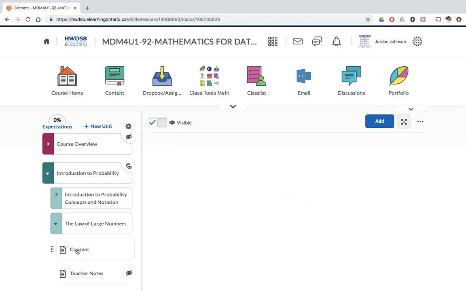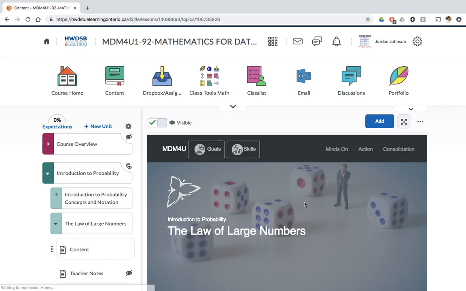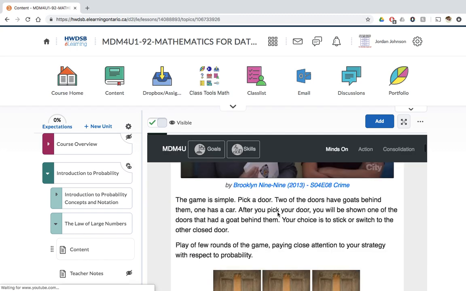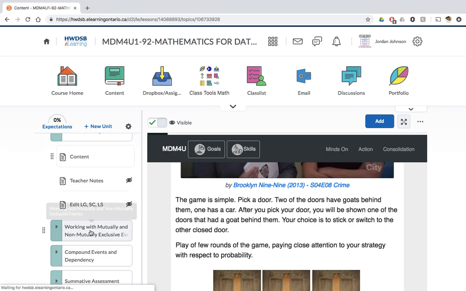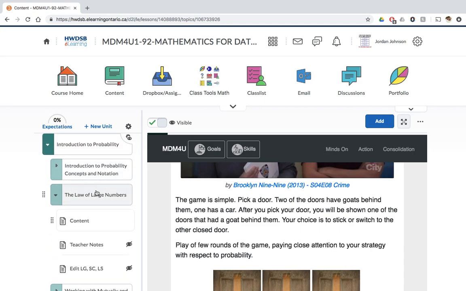And I think that is it for the content for the law of large numbers. I will be sending another video tomorrow talking about working with mutually and non-mutually exclusive events. And this and compound events and dependency are due Wednesday. So if you get these two done by Friday, you're on pace. So I hope you enjoyed the snow day for some of you who had it, and more to come.